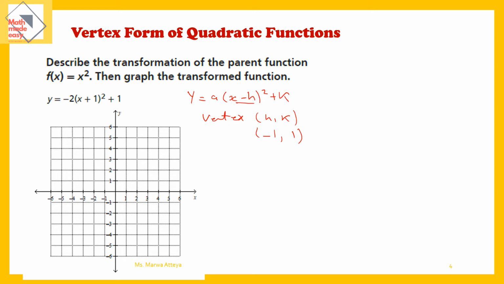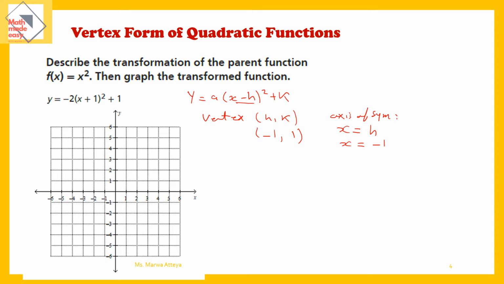What else can we find? We can find something that we call the axis of symmetry. Now, any parabola has an axis of symmetry. The equation of this axis of symmetry is x equals h. So it's x equals -1 in this case. How are we going to use this? Let's look together. We said that the vertex is (-1, 1).